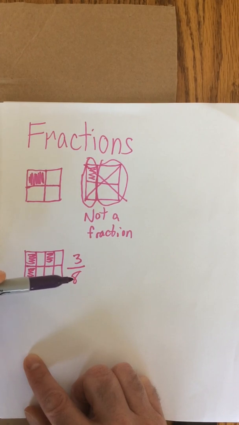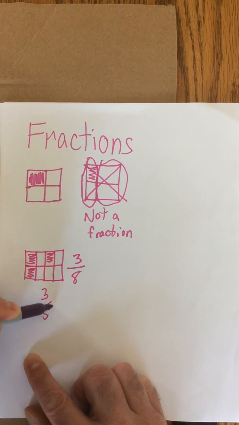You always put the total number on the bottom. A common mistake is to put how many are not colored in. So students will write 3 out of 5, which is not correct. That is not representing this fraction, okay? So 3 out of 8 are colored in.